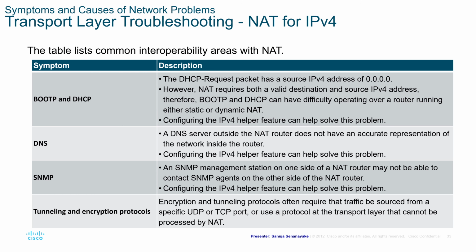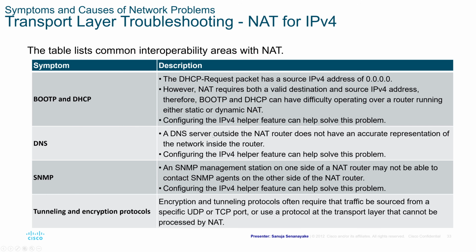The DHCP request packets have a source IPv4 address of 0.0.0.0. However, NAT requires both a valid destination and source IPv4 address, and therefore BOOTP and DHCP can have difficulty operating over a router running either static or dynamic NAT. Configuring the IPv4 helper feature in this situation can help solve this issue. So if you forgot to configure the IPv4 helper feature, that could result in this issue.